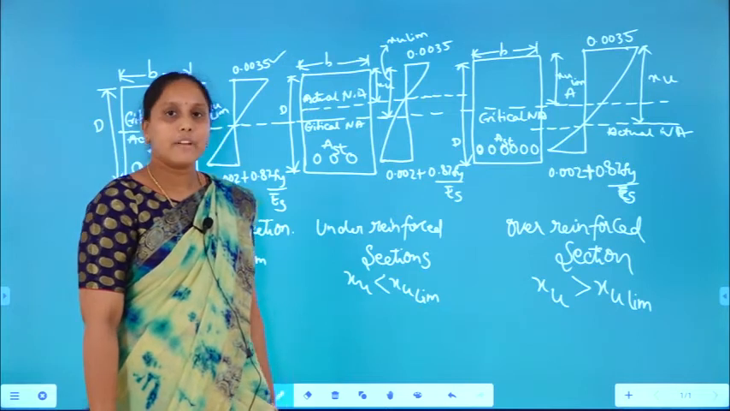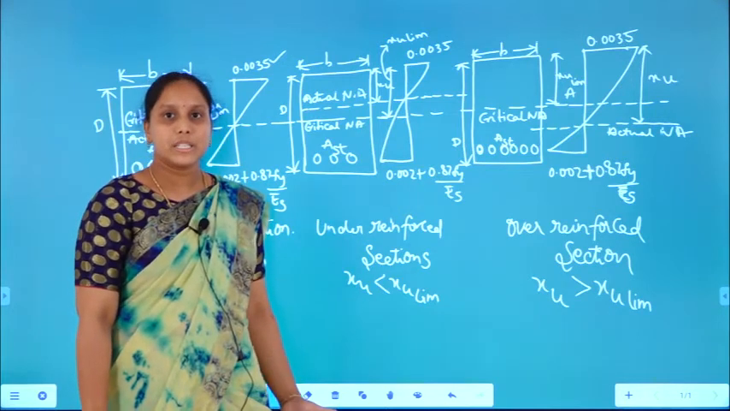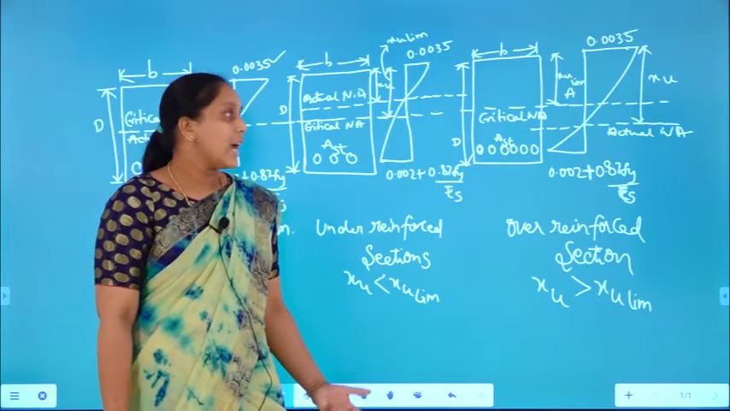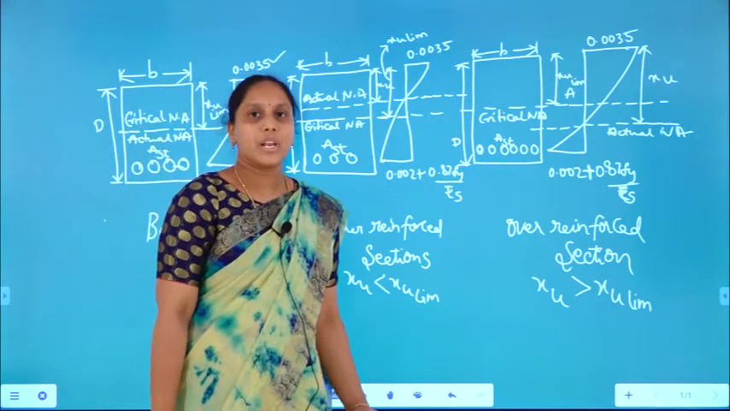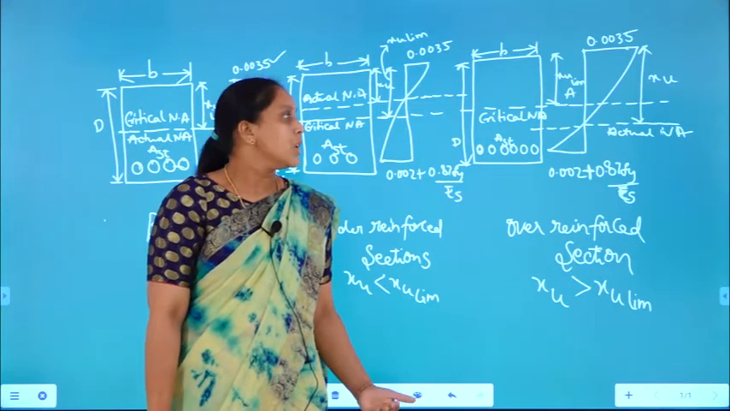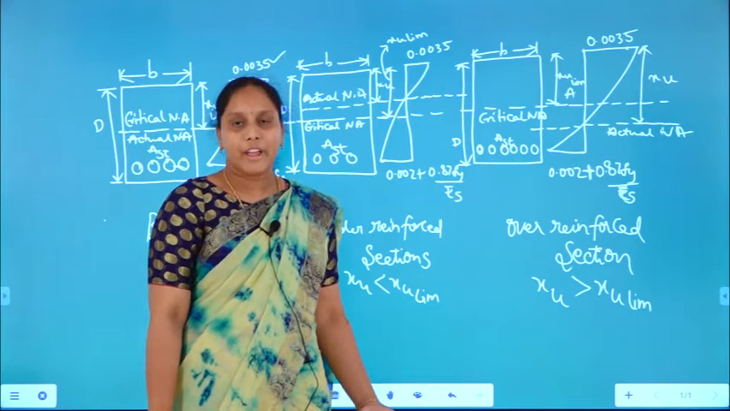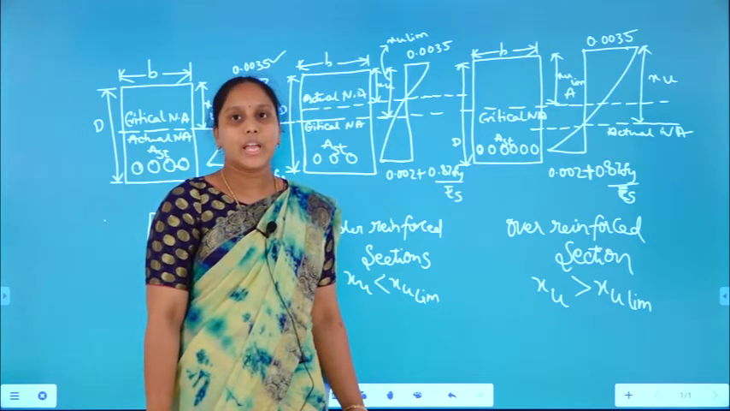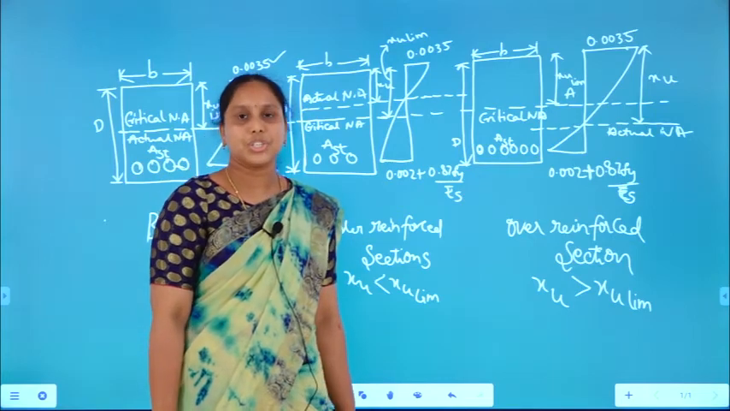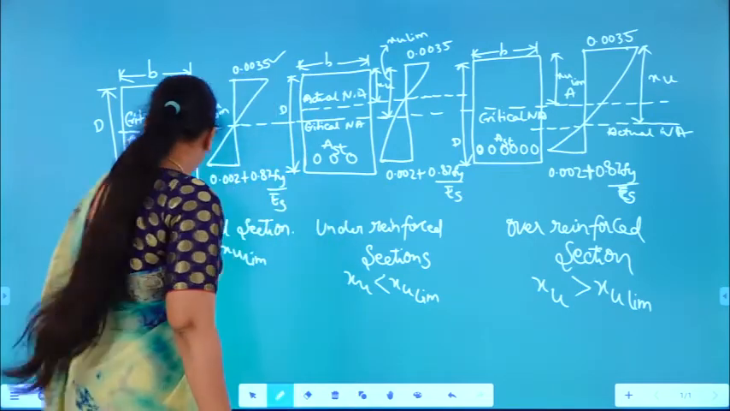So, over reinforced section shouldn't be designed. Why shouldn't over reinforced sections be designed? Because as the maximum strain in concrete is reaching its value first, concrete will fail suddenly without giving any sign of warning. So, for that reason over reinforced section shouldn't be designed.